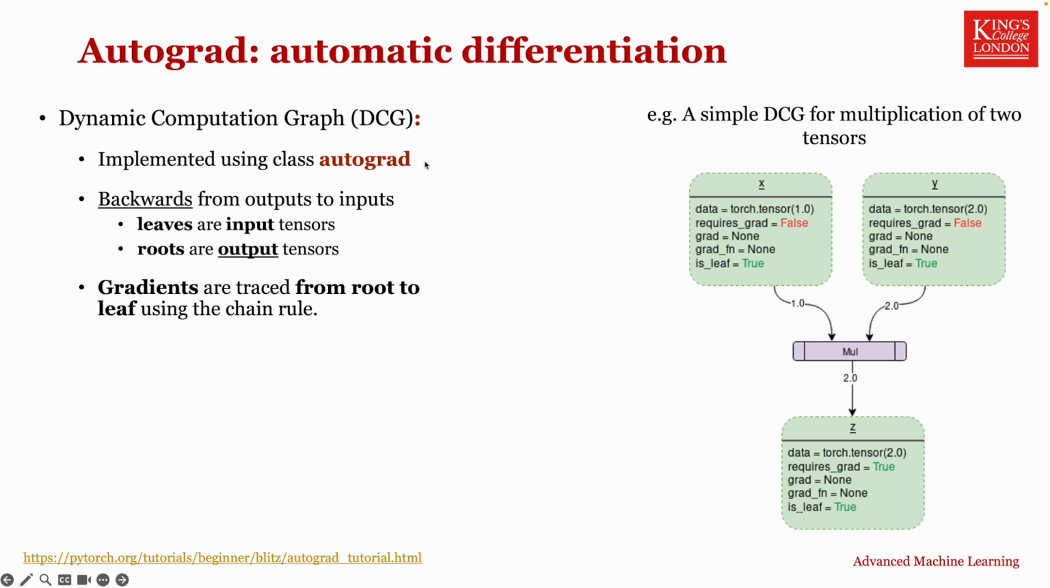The graph itself traces backwards from the outputs to the inputs, such that the leaves of the graph are the input tensors and the roots of the graph are the output tensors, or the result of the final operation, where in this case we only have one operation. So the gradients are being traced from the roots to the leaves using the chain rule.